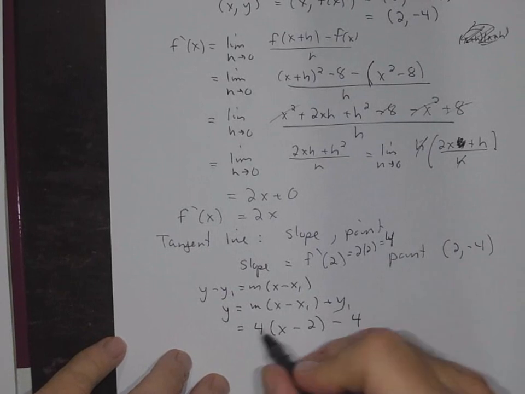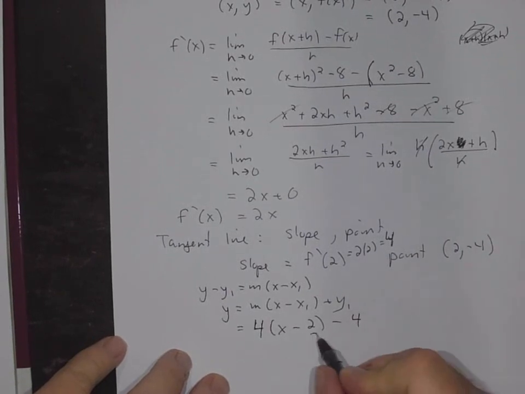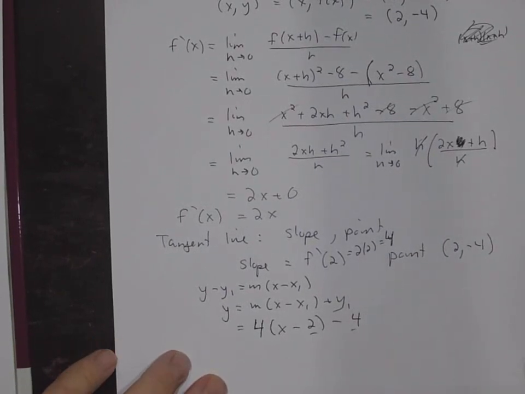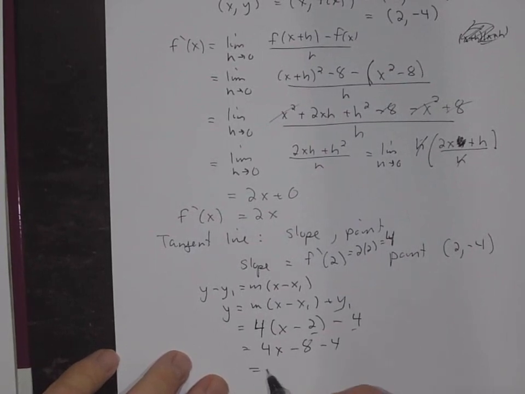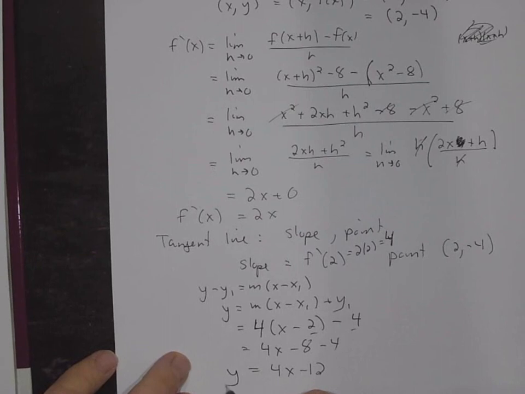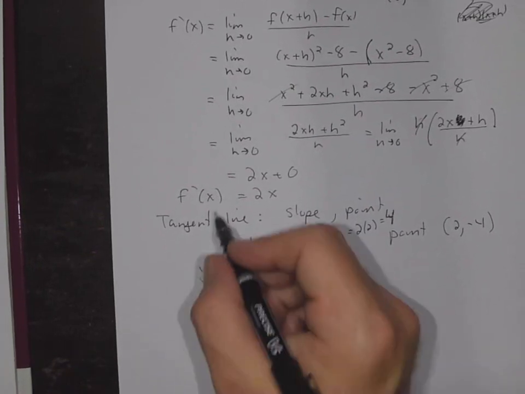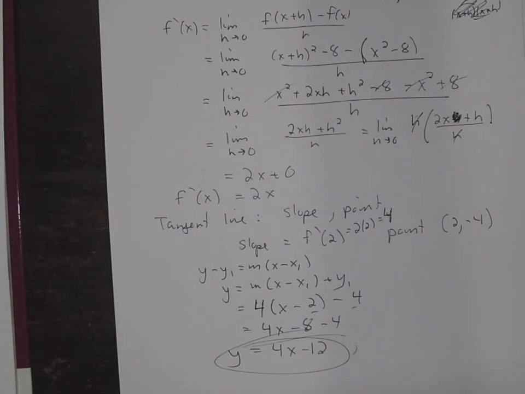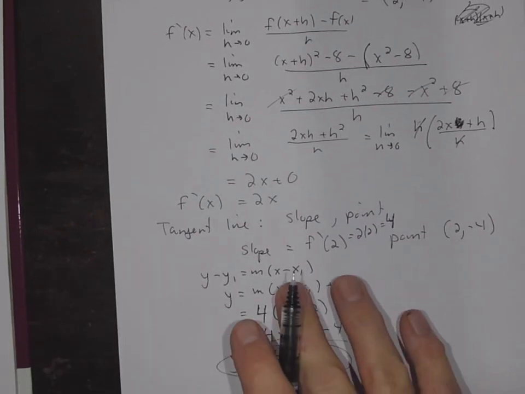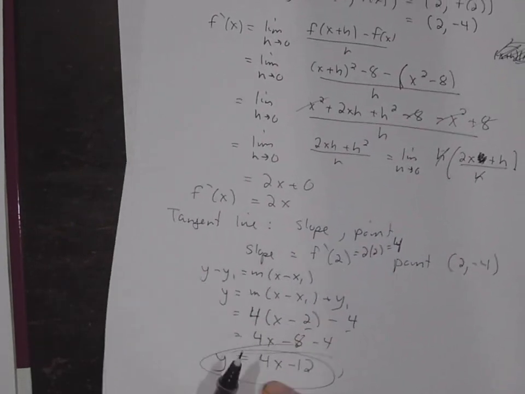So this 4 is where that slope comes from. And then you have that (2, -4) for that point. Getting rid of the parentheses, you get 4x minus 12. So that's the equation of the tangent line. That's the equation of the tangent line, and that's your derivative. All right.